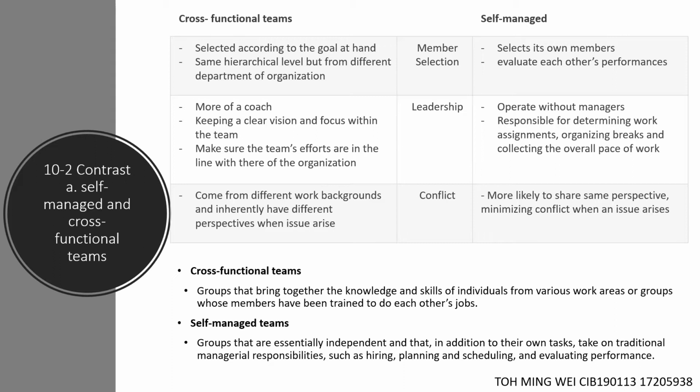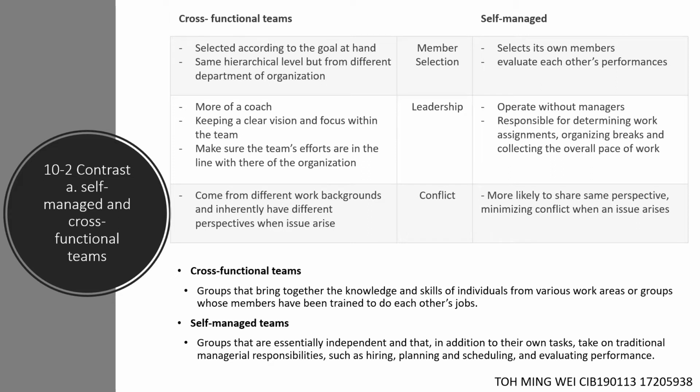One difference between a self-managed and cross-functional team is the way the team members are selected. A fully self-managed team selects all members. The members then evaluate each other's performance. Members of cross-functional teams are selected according to the goal at hand. These team members are at about the same hierarchical level but from different departments of the organization, such as marketing, sales, or engineering.